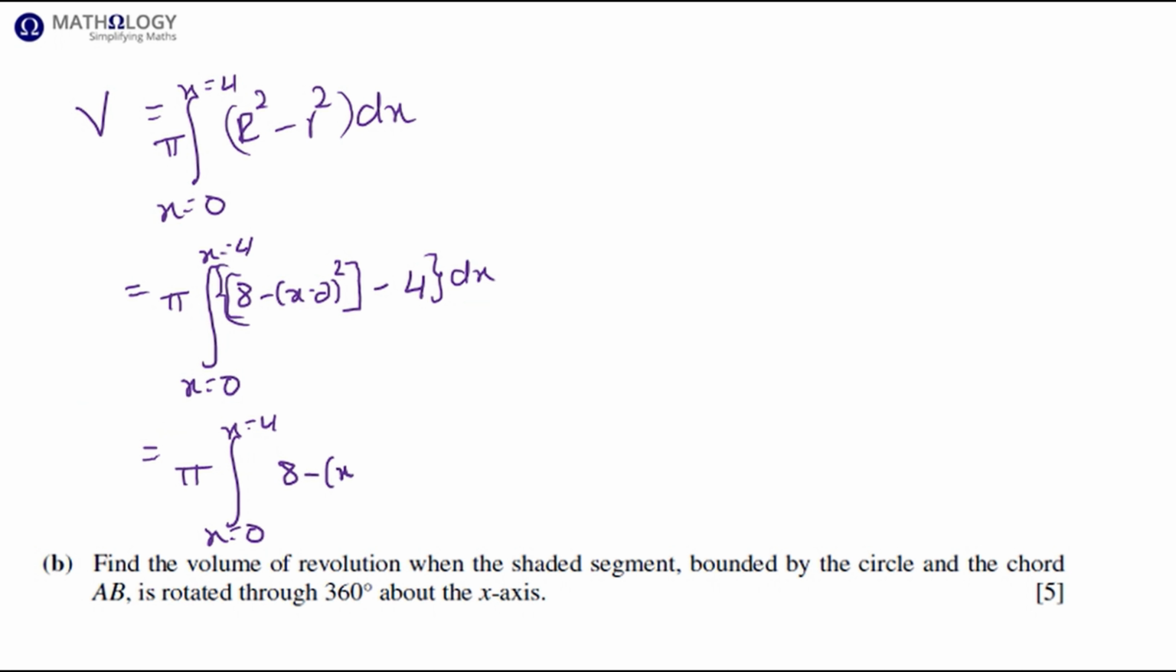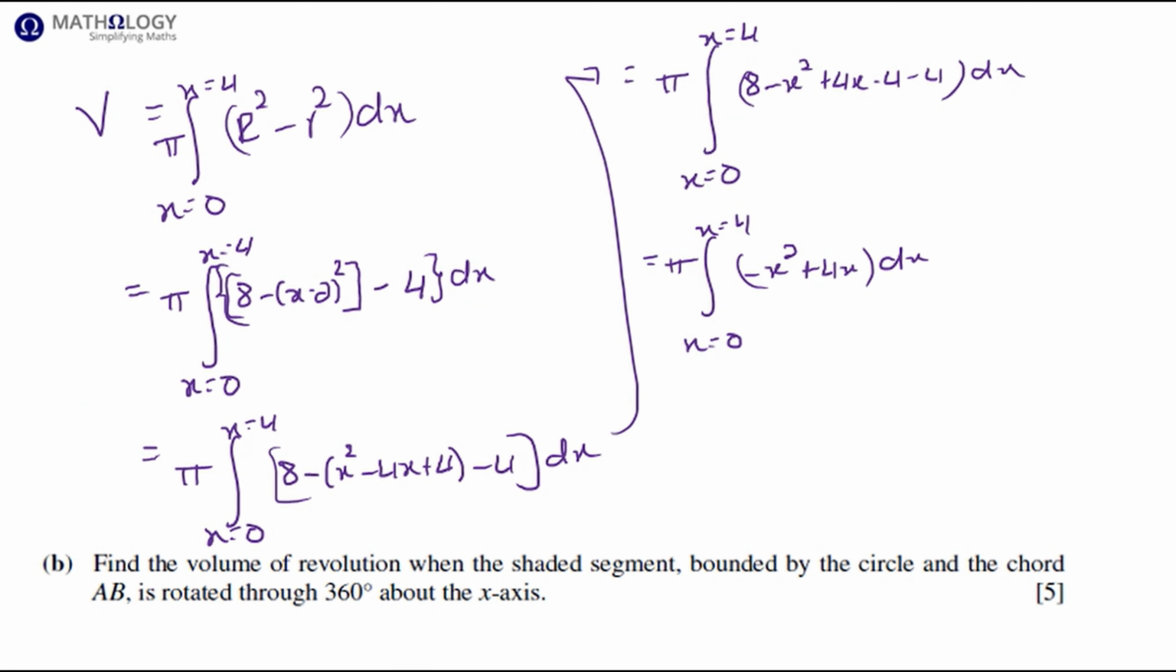8 minus, open brackets, x squared minus 4x plus 4, minus 4 dx. And that simplifies to pi times the integral from x equals 0 to x equals 4 of minus x squared plus 4x dx. Then we just need to integrate that, so we'll have pi times minus x cubed divided by 3 plus 4x squared divided by 2, and that's evaluated from x equals 0 to x equals 4.